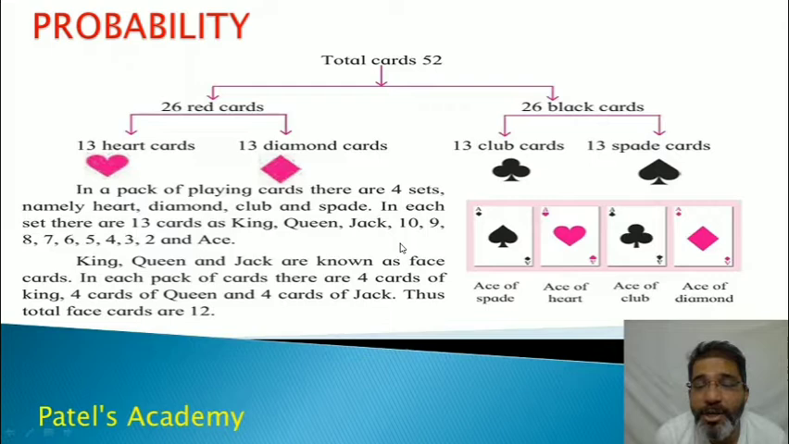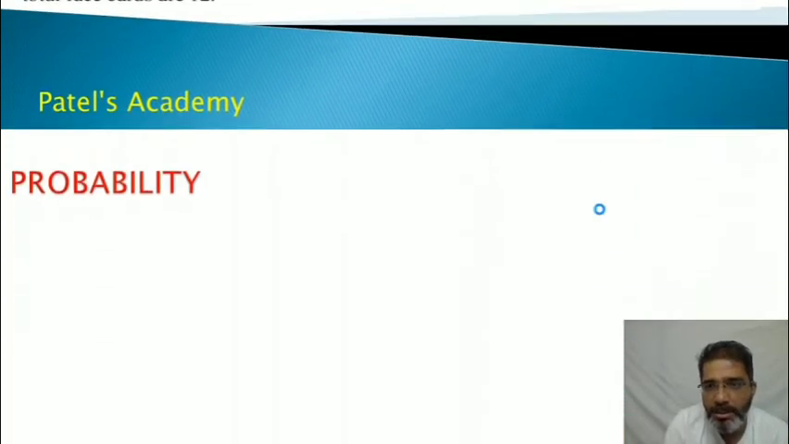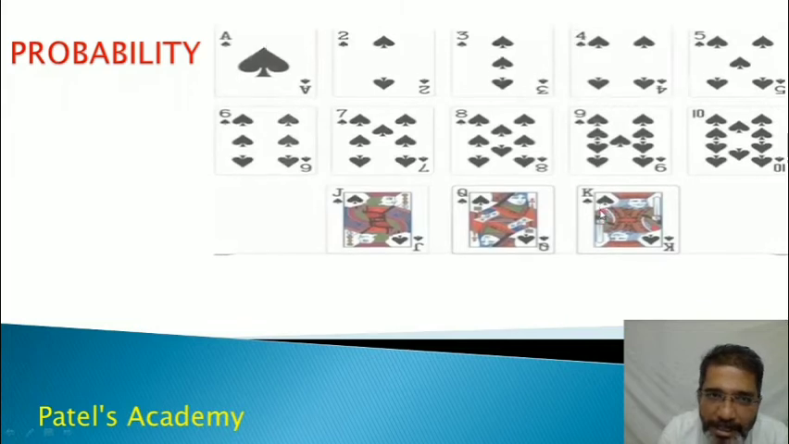Now there are a total of 52 playing cards in a deck of cards, out of which 26 are red in color and 26 are black in color. Out of 26 red cards, we have 13 of hearts and 13 of diamonds. From black, we have 13 of clubs and 13 of spades. So 13, 13, 13, 13, total 52 cards. So if I take any one particular pattern, suppose I'm taking the pattern of spades, now what are those 13 cards? Let's see.